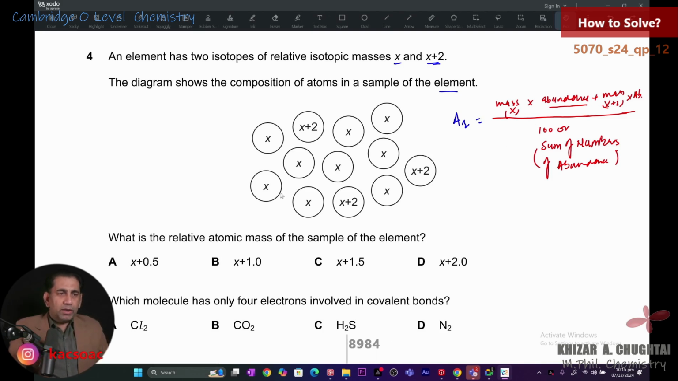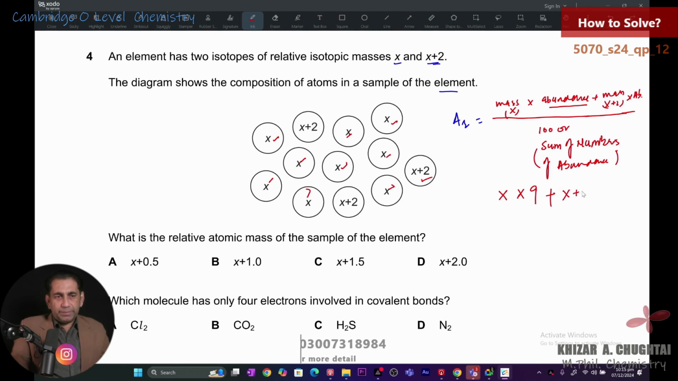So can you count the number of X? 1, 2, 3, 4, 5, 6, 7, 8, 9. So average mass is equal to X of one isotope multiplied by 9, that is 9 in number, plus the other isotope, that is X plus 2, its mass is X plus 2 and its number is 1, 2, 3. They are 3 in number at the moment. Divided by 3 plus 9, that is equal to 12.